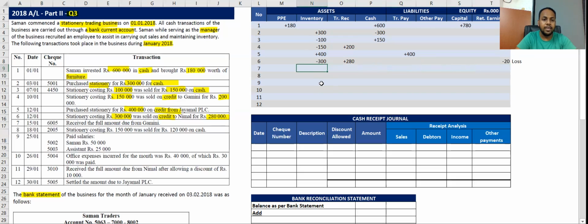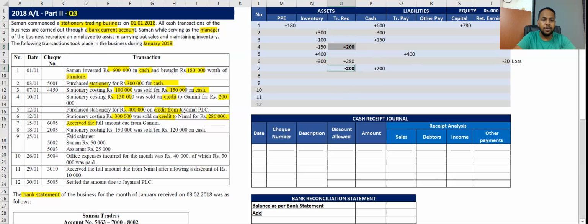Number 7, receive the full amount due from Gamini. This is the amount from transaction number 4, which we have to receive from Gamini, 200,000. So what happens? He is giving us 200,000 cash. So cash will increase by 200, and the trade receivable will decrease by 200,000. So that's transaction number 7.